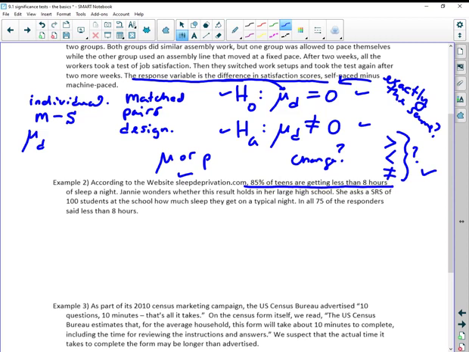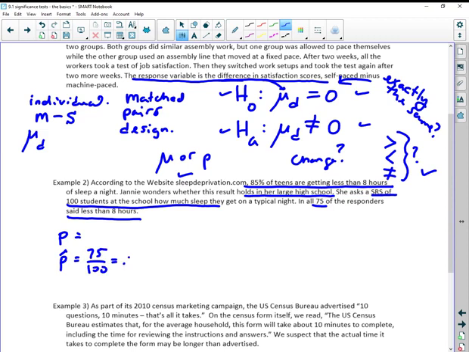Janie wonders whether this result works at her large high school. That's cool for independence. She asks a simple random sample of 100 students at the school how much sleep they got, and 75 of the respondents said less than 8 hours. Sometimes it's easier to think through what you know from what's been stated in the problem, and usually the p-hat, the sample statistic, is much easier to identify than the parameter.